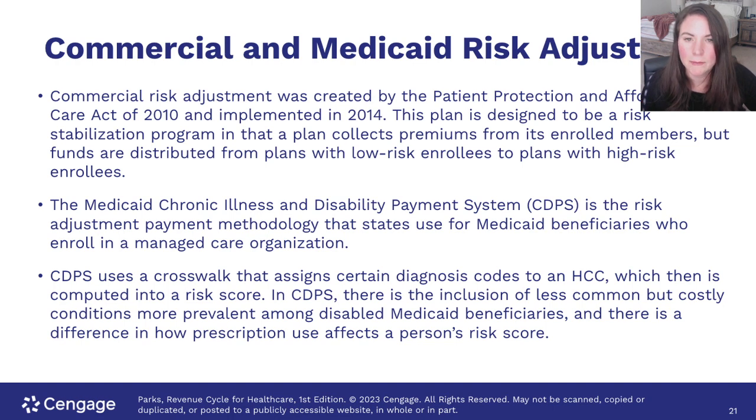So CDPS also includes less common conditions that are seen a lot in disabled Medicaid beneficiaries, but that are also very costly conditions. Also, prescription use does affect a person's risk score as well. So this method, CDPS, uses both the diagnosis code and the national drug code to determine the risk score.